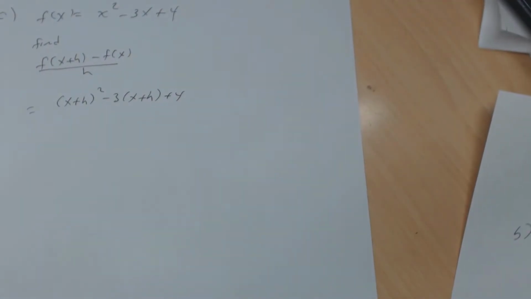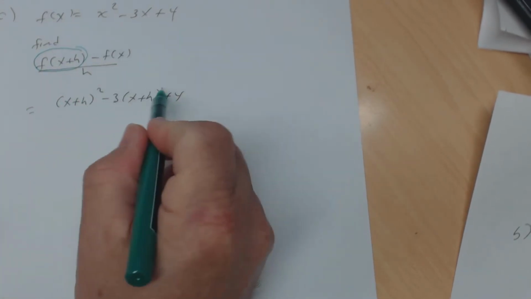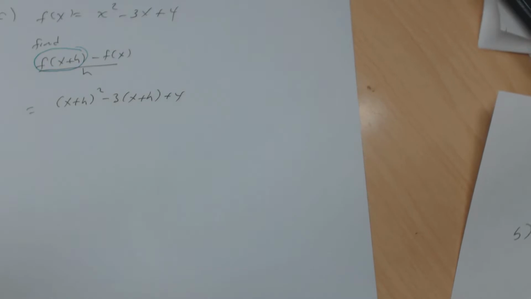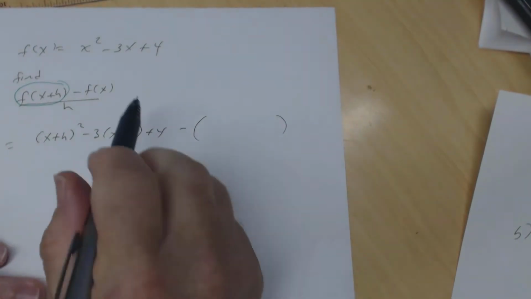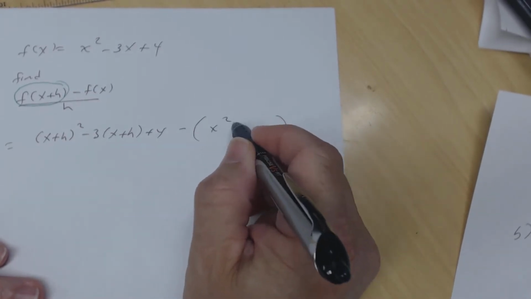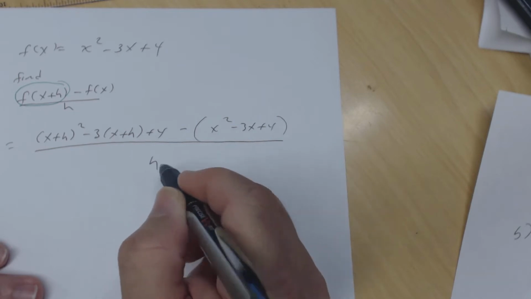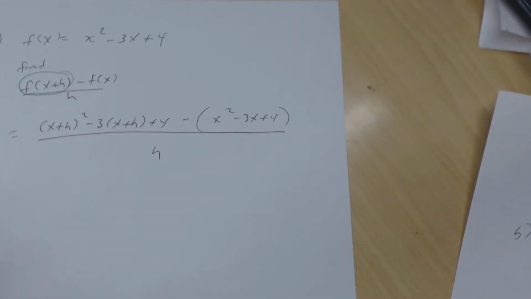This right here is this. That's what we just found. All right, now you got to subtract f of x. So you got to subtract your function. So put that in parentheses. So my function's just this: x squared minus 3x plus 4. And all of that's being divided by h. Okay, now you got to do some work.